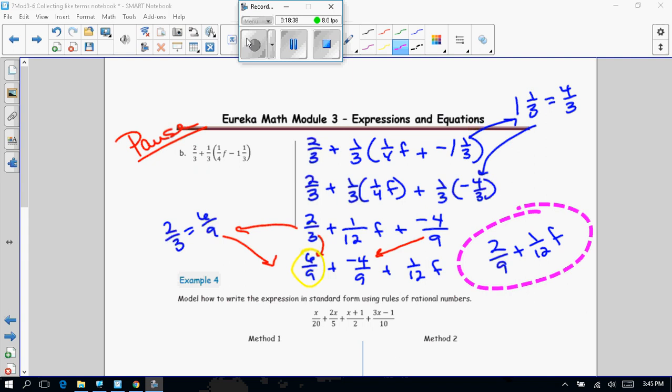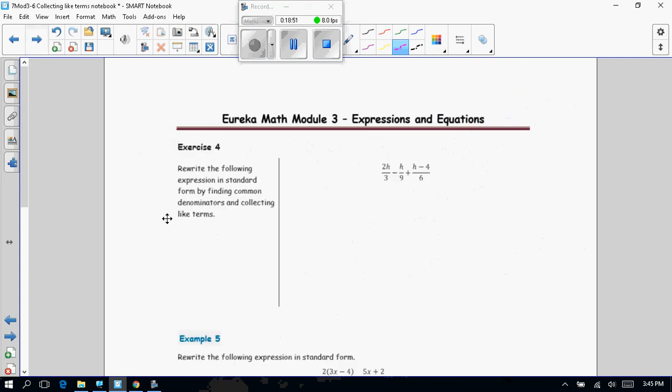All righty. I am actually going to skip example 4. Not a fan of it, but I am going to go all the way across to page 47, and I'm going to do exercise 4 instead. All right. So there's a couple different ways we can do this one. I like to get a common denominator, as you guys know. So to get a common denominator with 3, 9, and 6, I'm going to get a common denominator of 18, right? Because 18 can be divided by 3, 9, and 6.